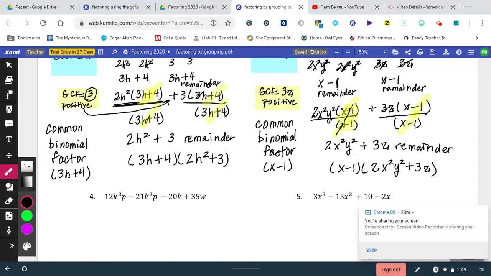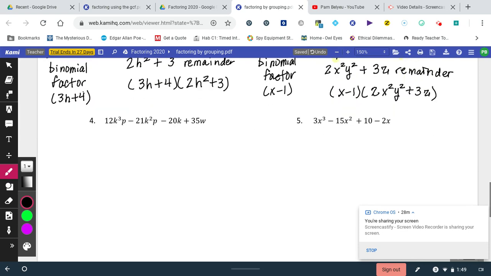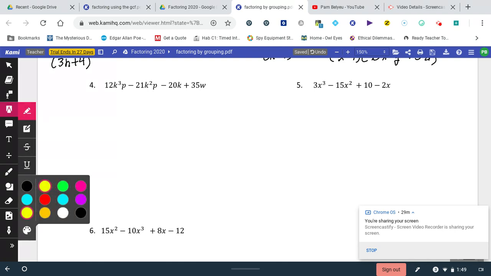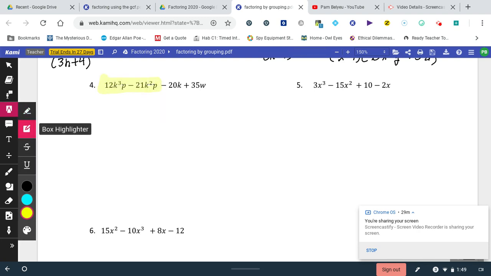All right, so I want you to pause the video and see if you can do the next few on your own, and then unpause the video and see if you're getting it correct. All right, I'm going to take a look at number 4. Let's take a look at number 4. You're just checking to make sure you got the same thing that I have, okay?